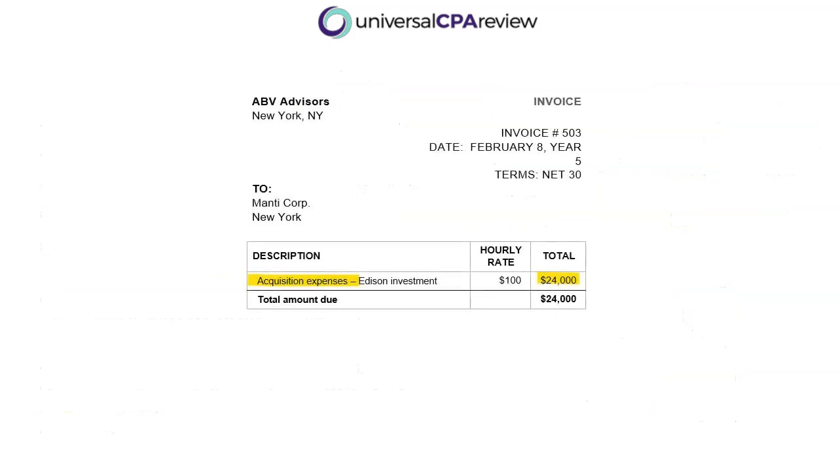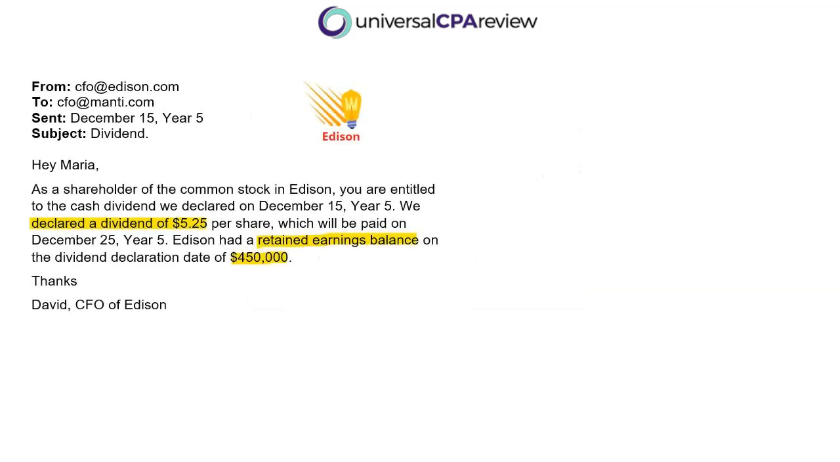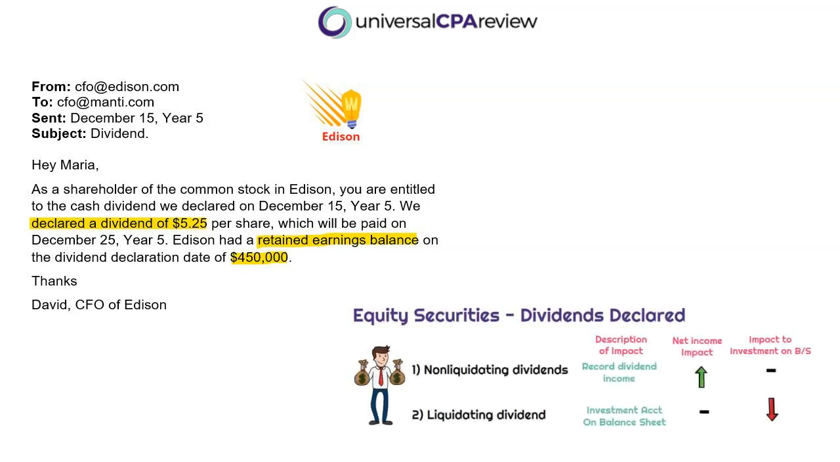The next exhibit is for the Edison acquisition expenses. This is for $24,000. It just supports the amount that was in the email from the Manti CFO, so it's helpful, but that information was already provided. The next thing is the Edison dividend information. They declared it on December 15th, year 5. It was a dividend of $5.25 per share. When we think about a dividend for an equity security that is being reported using the fair value method, we need to remember that we can't assume that it's a liquidating dividend or non-liquidating dividend unless they tell us.